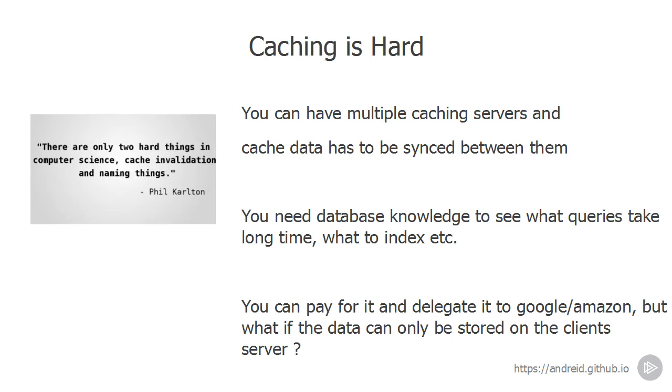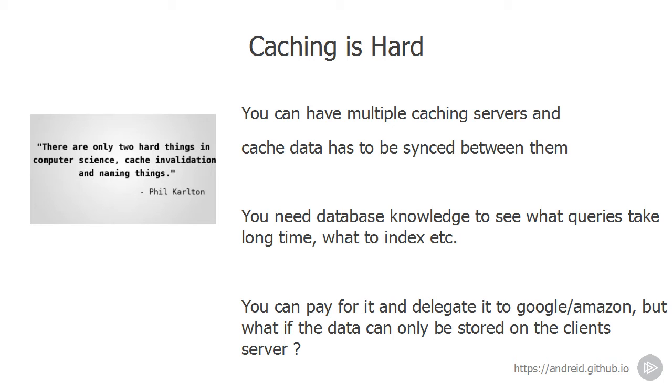So let's see that caching is hard. Phil Karlton, who worked at Netscape Communications, if you remember the Netscape browser, said that there are only two hard things in computer science: cache invalidation and naming things. By cache invalidation, he means deciding when an object should be removed from the cache. But we will talk about this a little bit later.